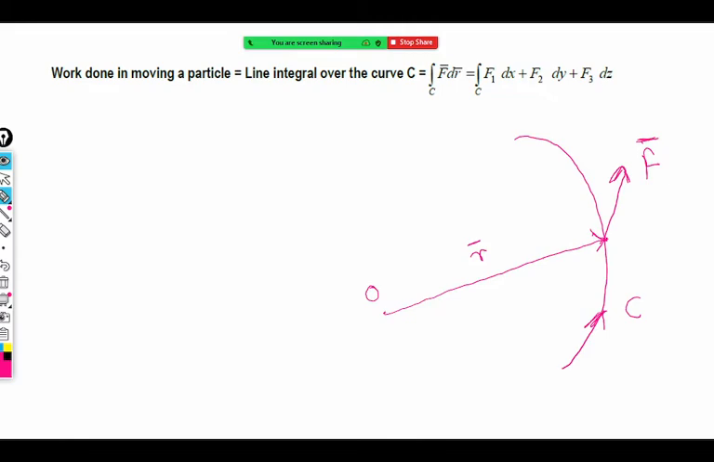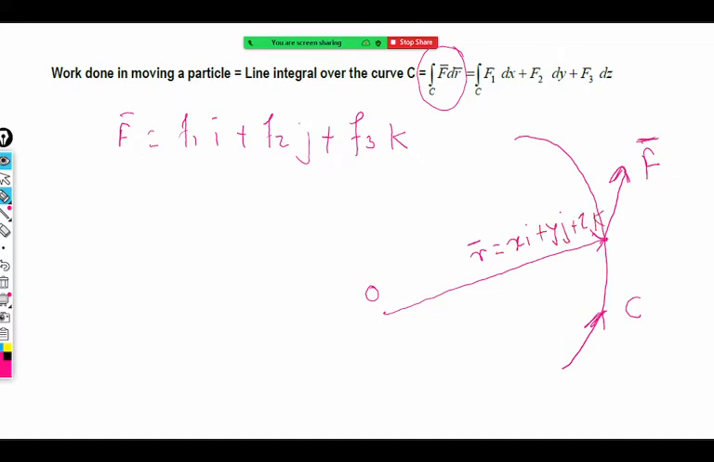So the work done is an integration of force into displacement, so integral F bar dot dr bar. It's a dot product. F bar is given, say F1i plus F2j plus F3k. This is the F bar vector. And say r bar is xi plus yj plus zk. This is one standard vector. The position vector is always denoted as xi plus yj plus zk. So our dr bar will be dxi plus dyj plus dzk. It is a total derivative formula actually.